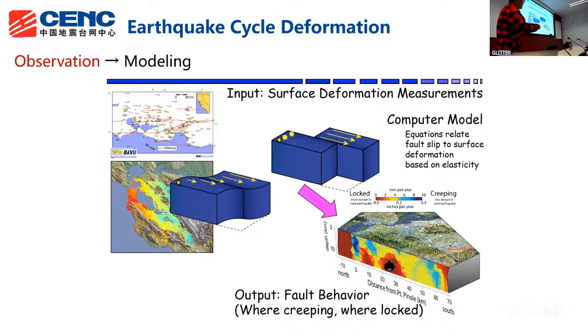About the slide, we also observed the deformation. Besides this, we also use the observations to do some modeling. Using the surface deformation measurements, we can build a computer model. This equation relates the fault and the ground observed deformation, so we can output results to research the fault behavior.